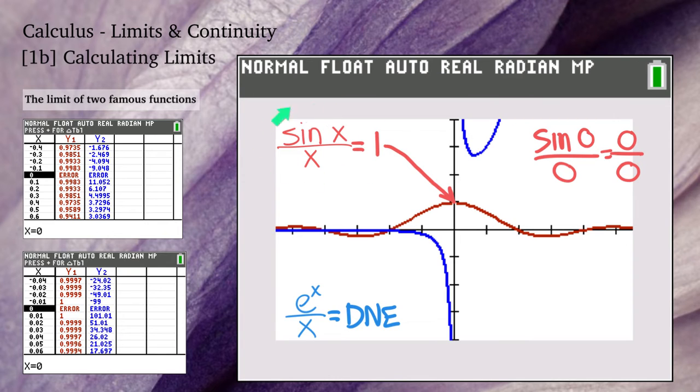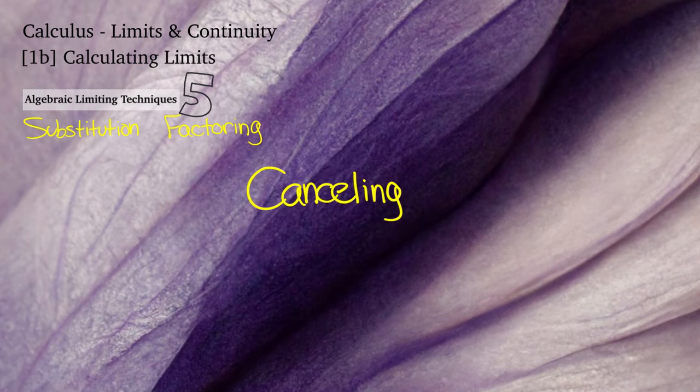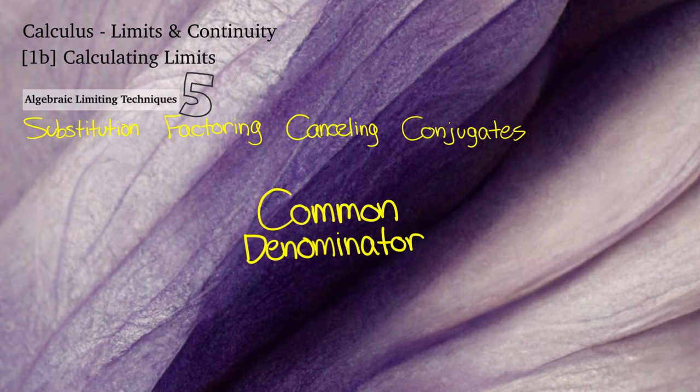Memorizing these limits might come in handy later on in the course. But if you're struggling a little bit, don't worry, I have a few more examples for you. Next up, some algebra. Let's talk about some algebraic limiting techniques. Basically, how to find the limit of a function using algebra. There are 5 main techniques. They are substitution, factoring, canceling or dividing, conjugates, and common denominator.